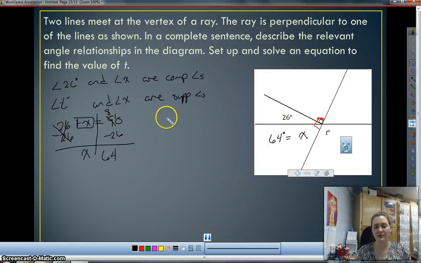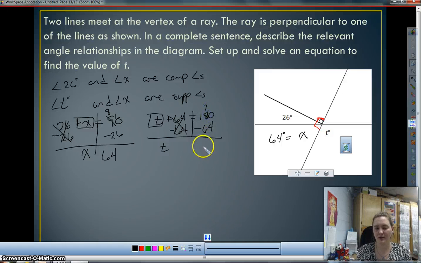Now we can use the next one. T plus 64 are supplementary angles, so they equal 180 degrees. We want to keep the T, so we must get rid of the 64. T comes down, the inverse cancels out. Borrow, subtract, T equals 116 degrees. There is your missing angle.